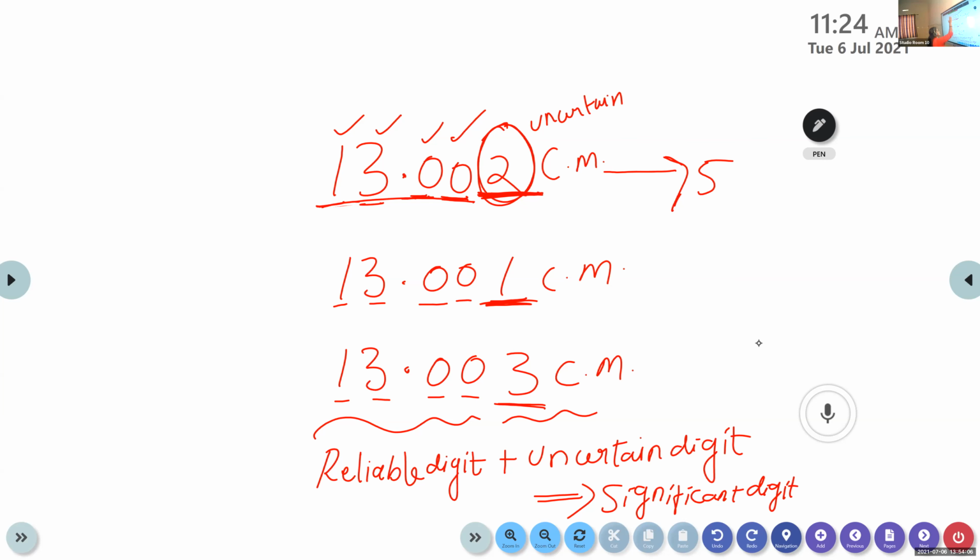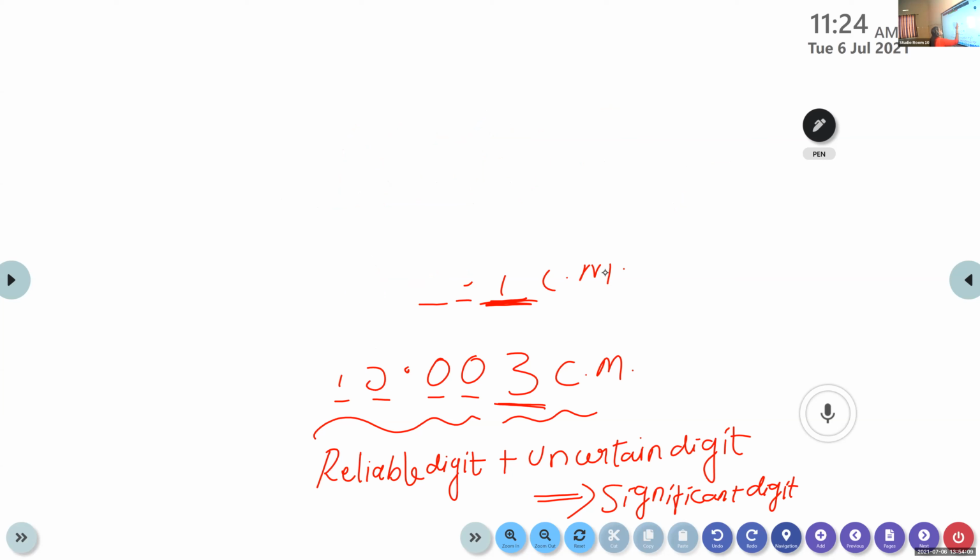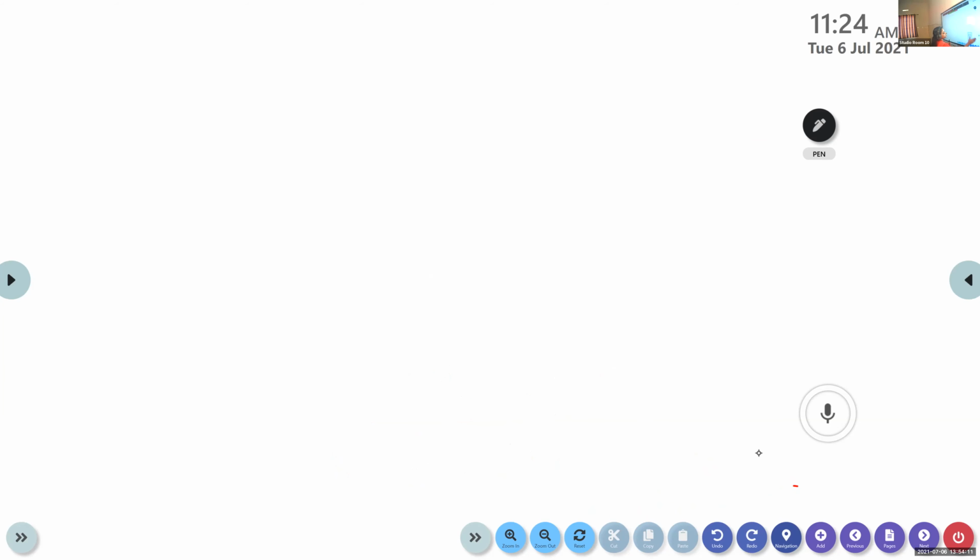I will give you one more example. Nita's weight is 43.5 kg. Calculate the significant digits in this measurement.